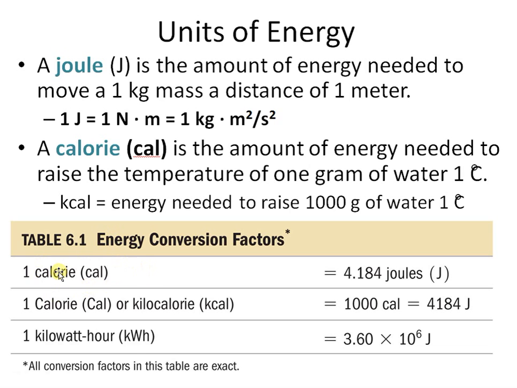And if we want to find a conversion factor between calories and joules here, we just have to look at the energy required in joules to go from a particular temperature 1 degree more if I am talking about 1 gram of water. And that amount of energy comes to be 4.184 joules. So 4.184 joules is equivalent to 1 calorie.